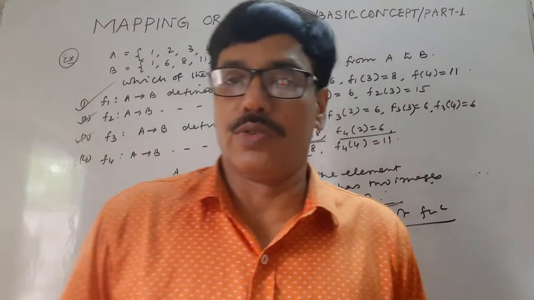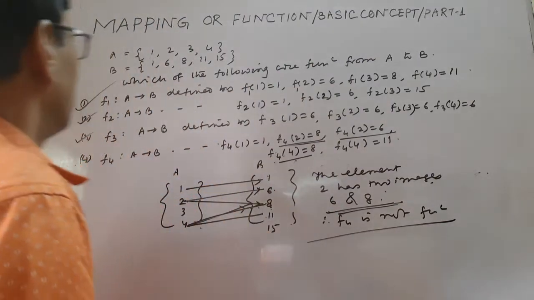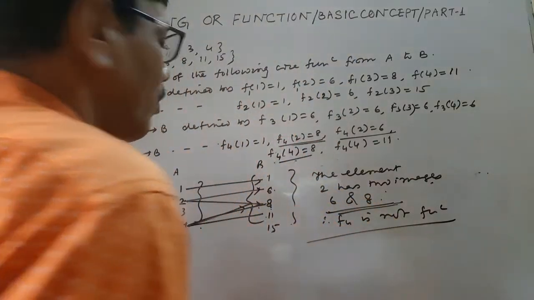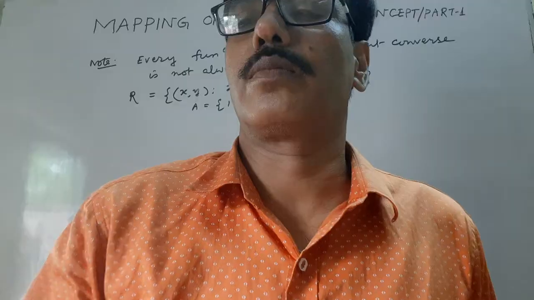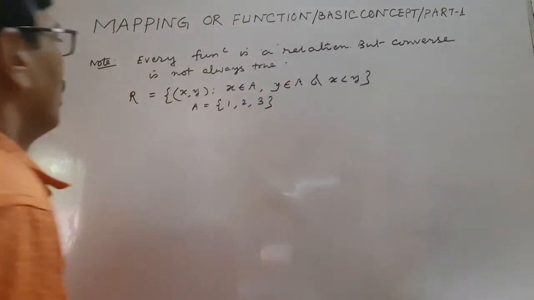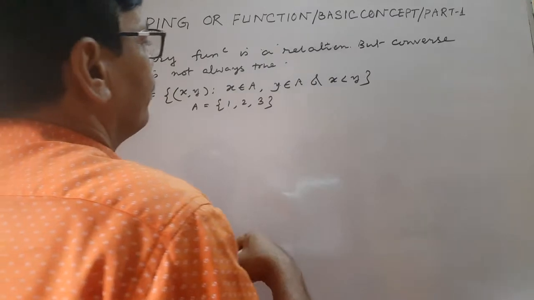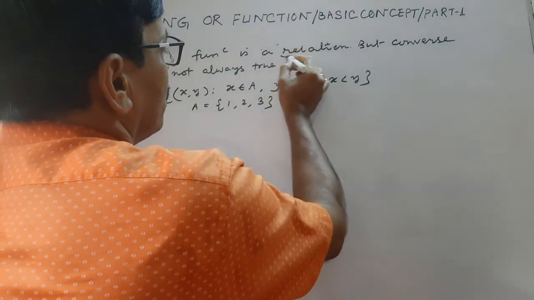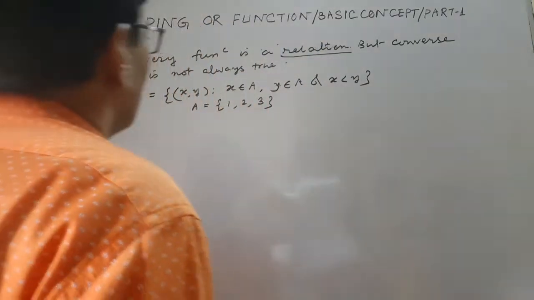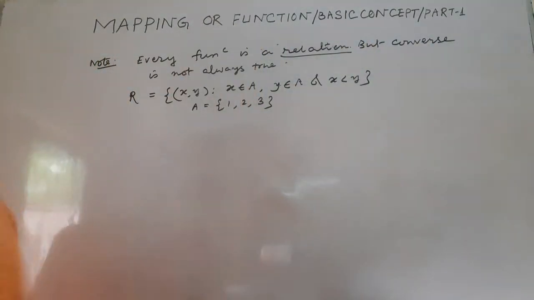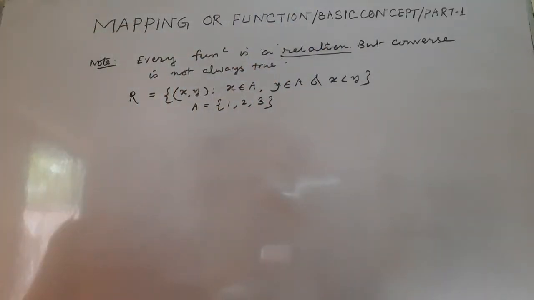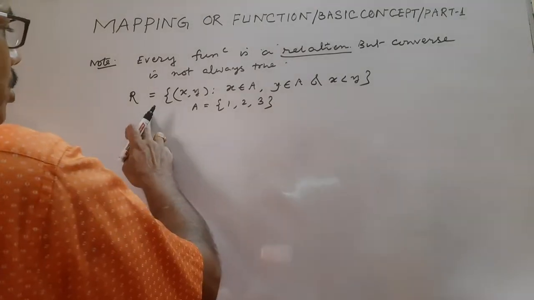So, basic concept: what is mapping? Whether the relations given are functions or not. Now, an important result: every function is a relation. I have already discussed what a relation is: a subset of the Cartesian product. But the converse is not always true. Function implies relation, but the converse is not true.